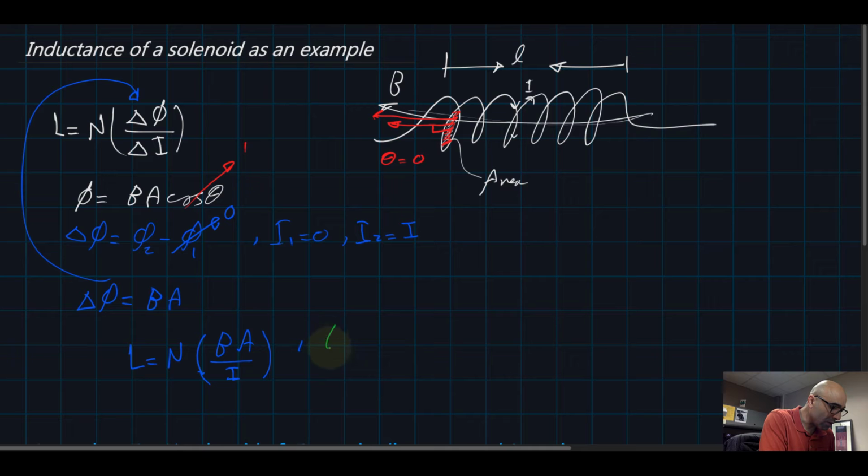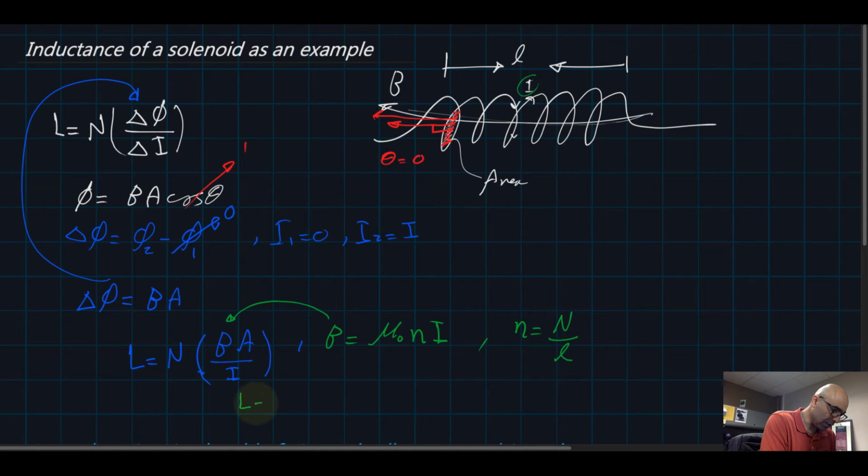Now for the solenoid, if you remember, the magnetic field is equal to mu naught small n times I. I is the current, and small n is the number of loops per unit length. So let's say 1, 2, 3, 4, 5, 6, we have 6 loops divided by L. So small n is the number of loops, big N, divided by L. Let's plug in B here.